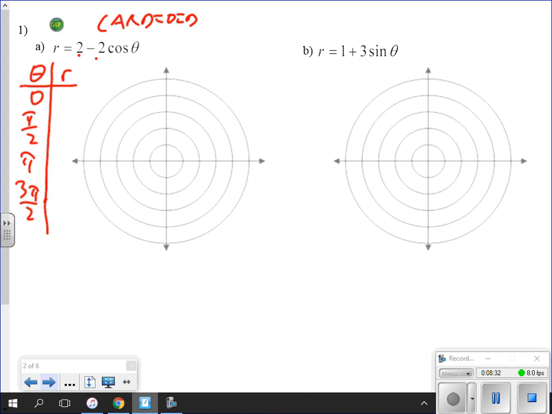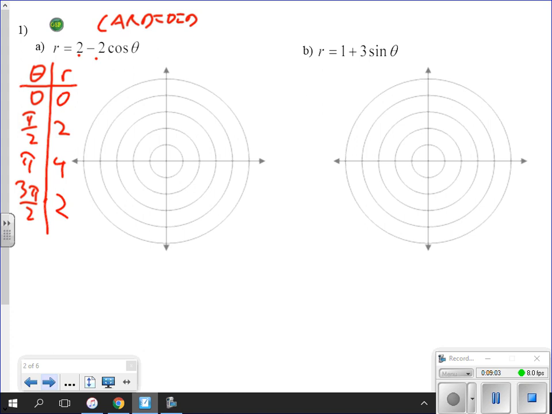Cosine of 0 is 1, so 2 minus 2, I get 0 for r. Plug in pi over 2. Cosine of pi over 2 is 0, so I get 2 for r. At pi, I get -1 for cosine, so I get 2 plus 2, which is 4. 3 pi over 2 is, once again, 0 for the cosine, so I get back to 2 again.